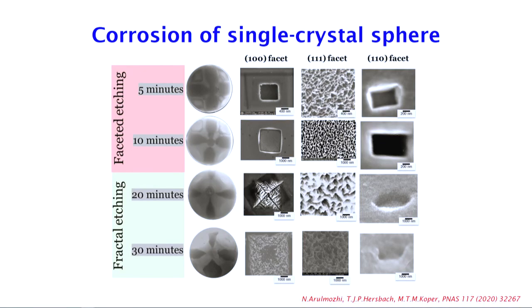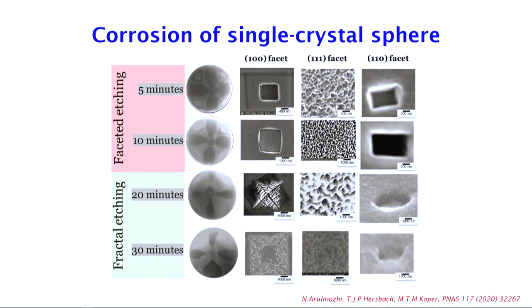So we have square pits on the 100 facet, we have triangular pits on the 111 facet, and we have rectangular pits on the 110 facet. And interestingly, the 111 facet corrodes the fastest, and the 110 facet corrodes the slowest. And that's exactly opposite from what we observe for anodic corrosion.